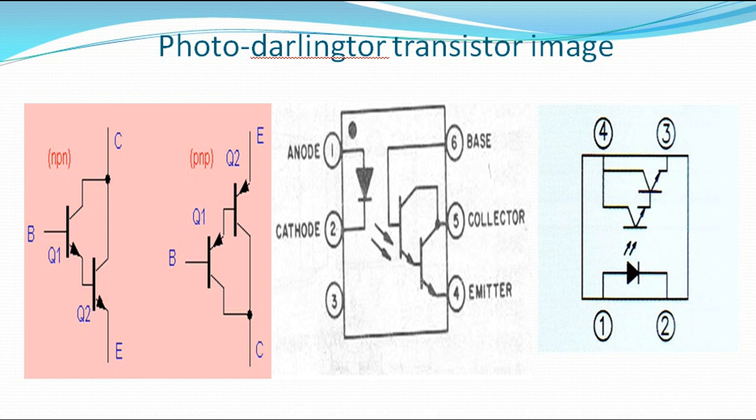Number 1 is anode. Number 2 is cathode. Number 3 is no connection. Number 4 is emitter. Number 5 is connector. Number 6 is base. Now let me explain how it works.